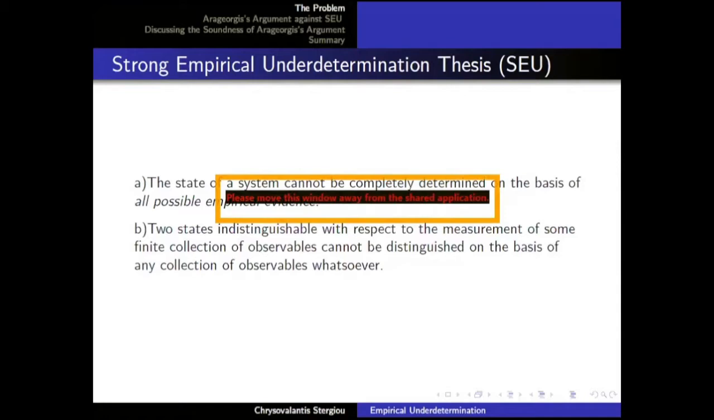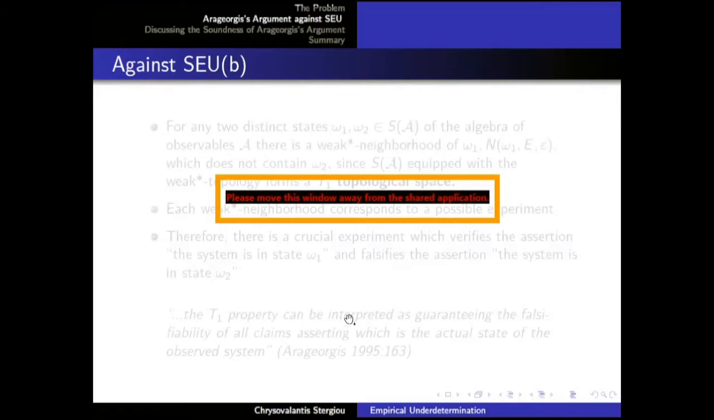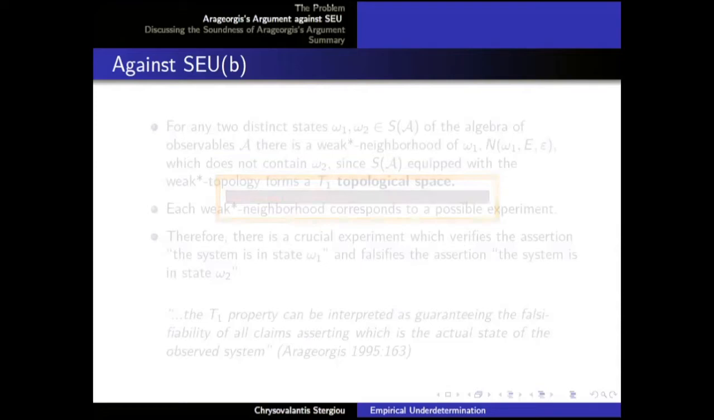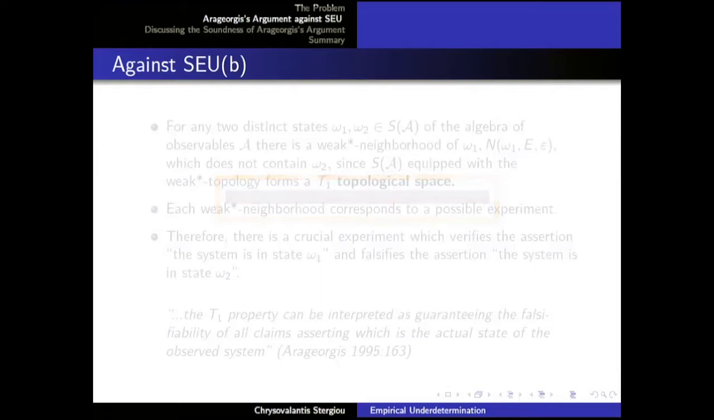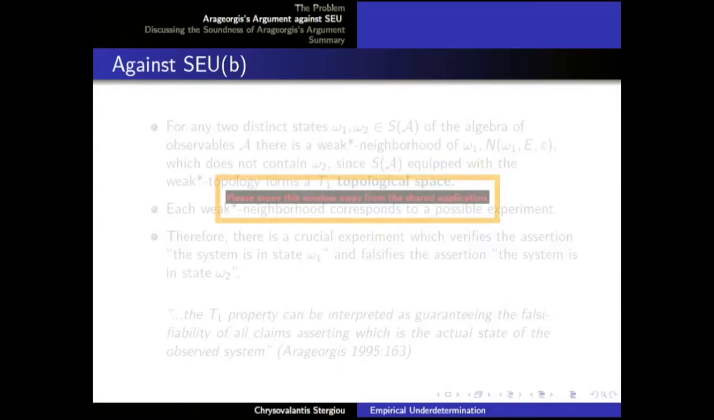And now I turn to Arageorgis' argument. I try to reconstruct it. Arageorgis argued against the strong empirical underdetermination thesis B. The idea is the following. He wanted to argue against algebraic imperialism. He showed that the inductive empirical underdetermination thesis is not sufficient to establish algebraic imperialism. And then he moved on to suggest a stronger version of the thesis. And then he said, look, I will now try to argue against the strong empirical underdetermination thesis so as to make algebraic imperialism collapse. This is the whole strategy here.